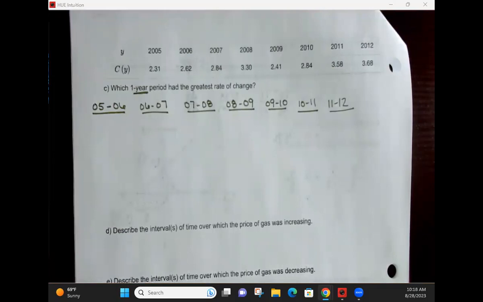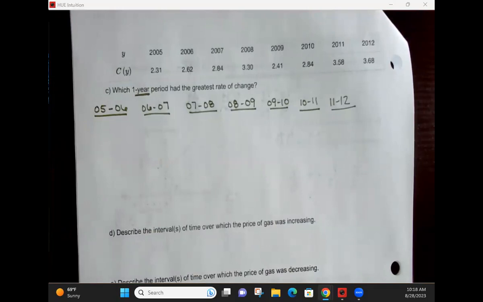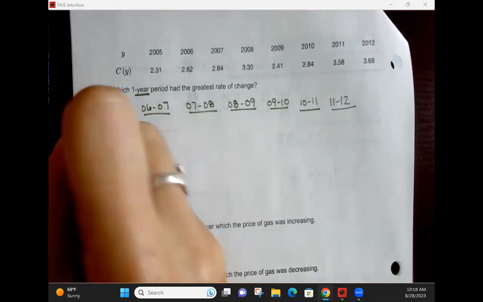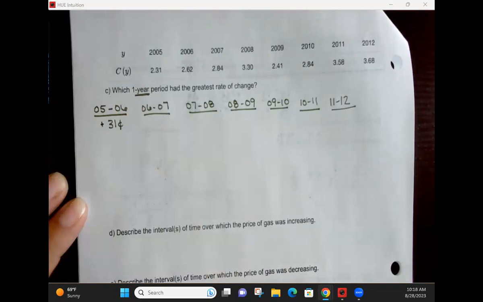If you're using slope formula, what's the nice thing about looking at 1 year periods? Yeah, I only have to worry about the price, right? I don't have to worry about that Y value because the bottom's going to be 1 each time. The first few, we already talked about a little bit, with the first example that we did with this table. 2005 to 2006 is an increase of 31 cents because it's a positive 31.